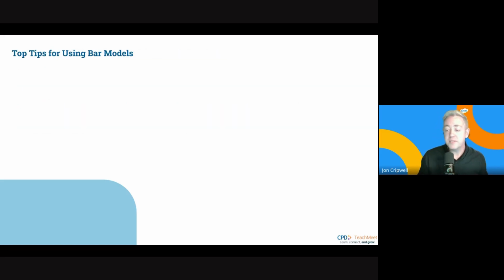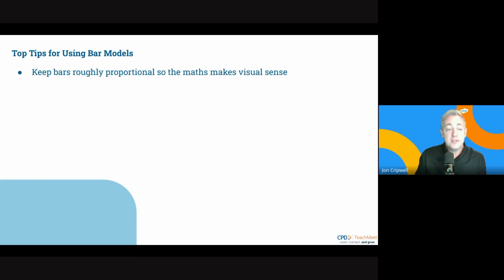So finally, some top tips for using bar models. Keep bars, I've said here, roughly proportional. Sometimes we want them to be exactly proportional. Other times it's okay to be roughly proportional, depending on the structure and what you're trying to show. But that proportionality is key, and we want to emphasize that every time we're drawing bars.